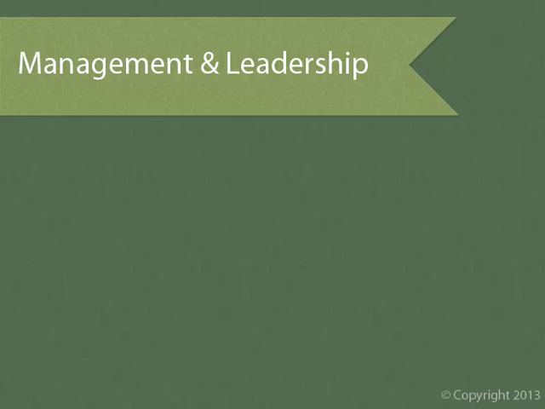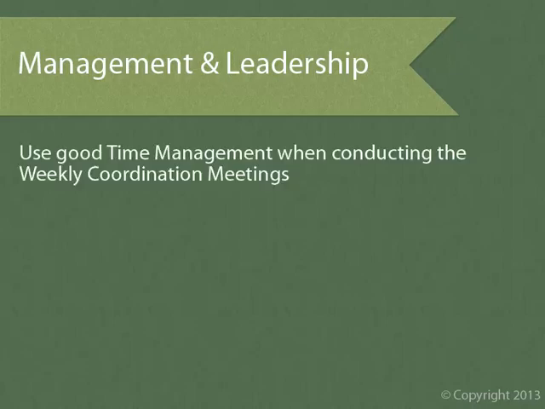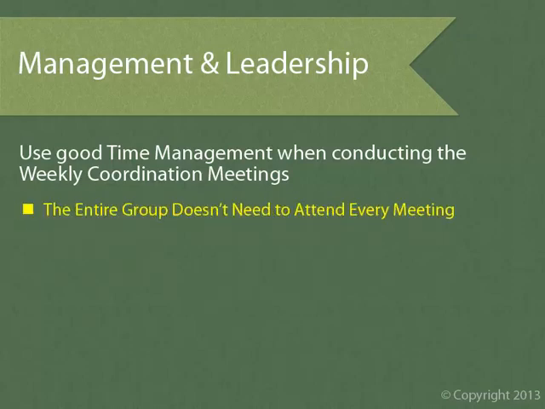Okay, now let's talk about why that first meeting was so short. It's got to do with good time management. Use good time management when conducting the weekly coordination meetings. During the weekly meetings, you'll start banging out coordination details one by one until they're all done. And some details will actually be discussed at 5 or 6 meetings in a row until they're finally resolved. The entire group doesn't need to attend every meeting.